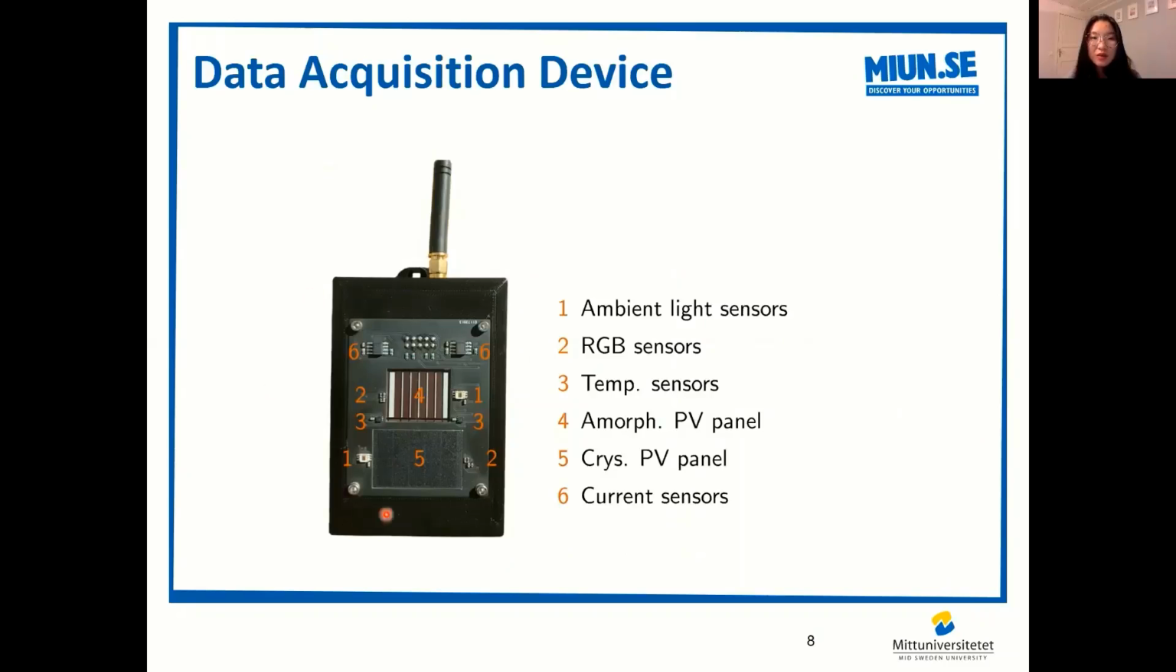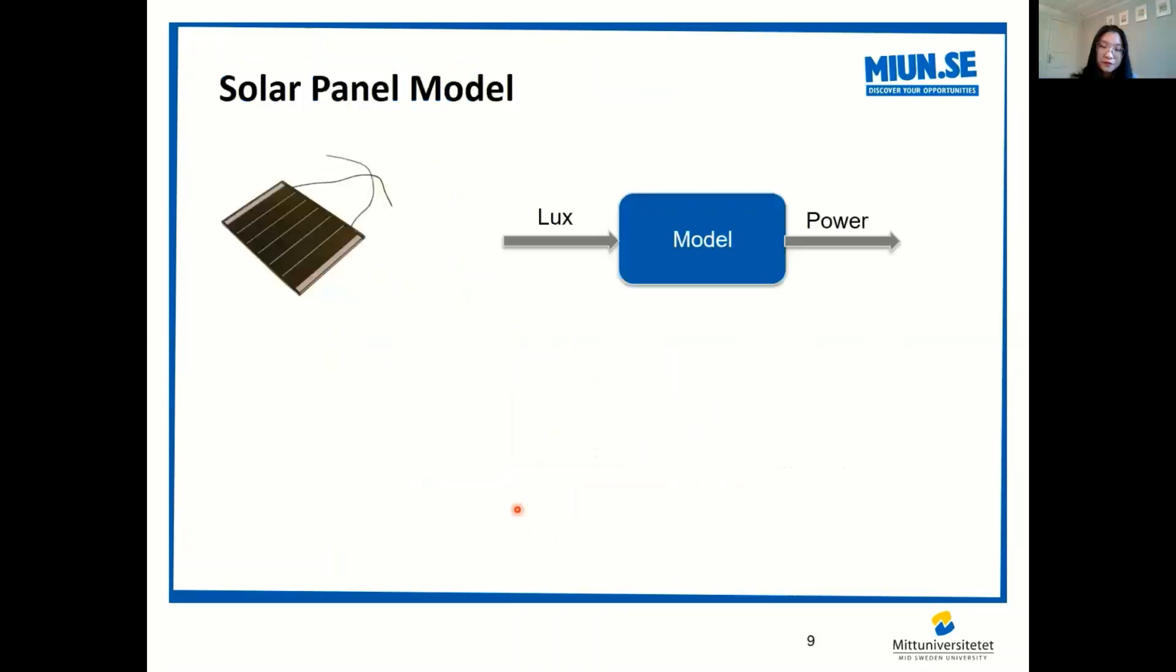This is our data acquisition device. We have embedded some ambient light sensors and RGB sensors on the surface around the PV panels. This device can be deployed to any light conditions to obtain a data set of the spectral parameters.